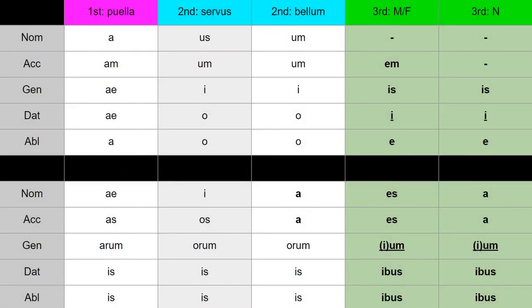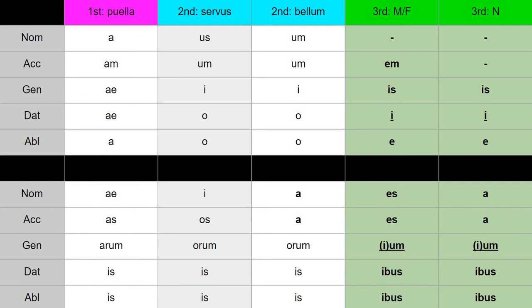Okay, finally, let's have a look at the endings for our noun declensions. You should already be familiar with the endings for first and second declension on the screen. If you're not, please do make a note. Then we also see our third declension endings. I've separated them into masculine or feminine endings in the first column and neuter endings in the second column.